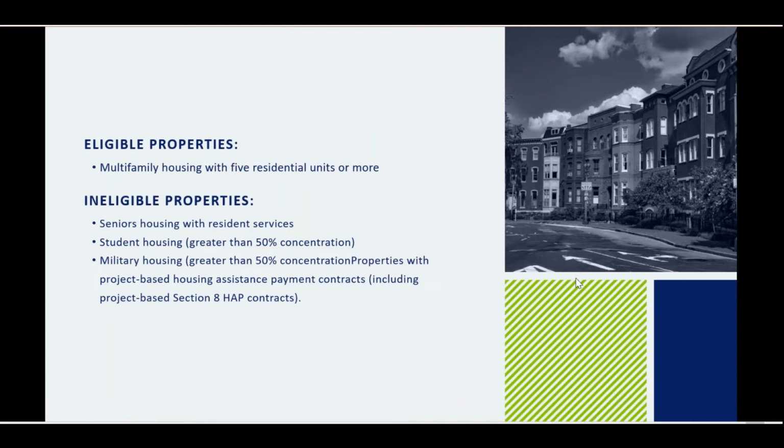Eligible properties will be multifamily housing with 5 residential units or more. Ineligible properties, which more likely don't qualify, are senior housing, student housing, and military housing. These are the 3 major ones that don't qualify.